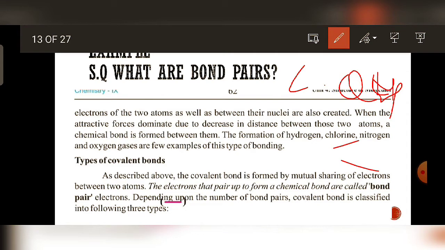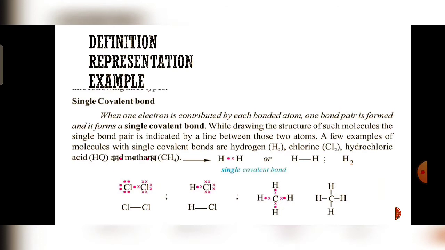So next we move to the first type, single covalent bond, and here are 3 headings. Every type of bond, single, double and triple bond, consists of 3 headings. First heading, definition. Second will be the representation, and third, example. And the first heading is the definition. When one electron is contributed by each bonded atom, one bond pair is formed and it forms a single covalent bond.